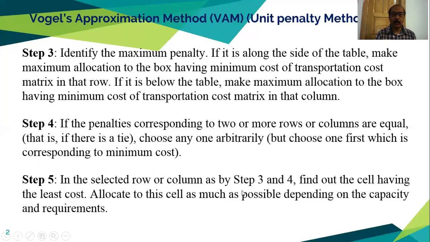In the selected row or column, as soon as we get the cell for allocation by using step 3 or 4, we start the allocation. And how to allocate, we already learned: find the minimum of available and demand, then subtract and put it there.